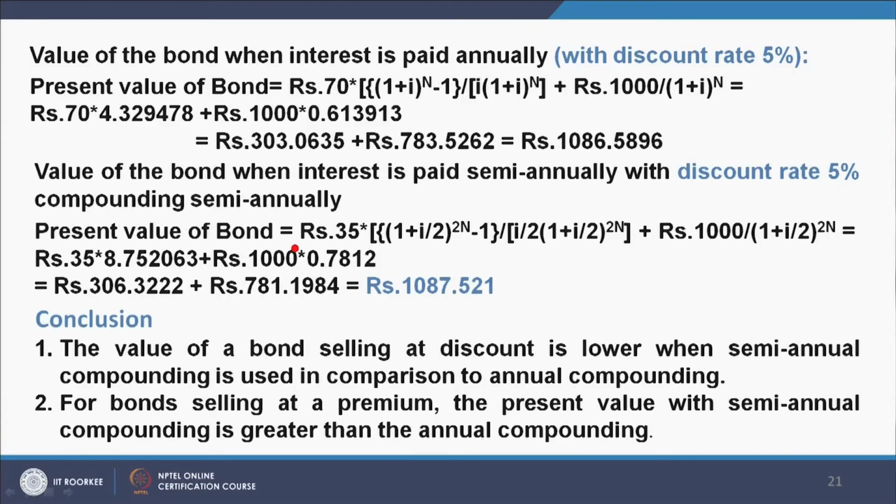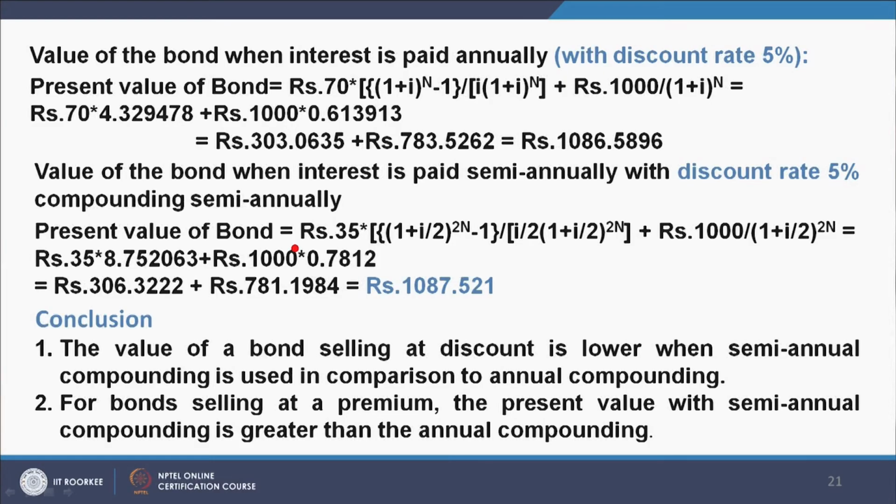So, what conclusion do we draw out of this? The first conclusion is that the value of a bond selling at discount is lower when semi-annual compounding is used in comparison to annual compounding. And the second conclusion is, for bonds selling at premium, the present value with semi-annual compounding is greater than with annual compounding. And we already know what a discount bond and a premium bond are. In a discount bond, the discount rate is more than the coupon rate, and in a premium bond the discount rate is less than the coupon rate.